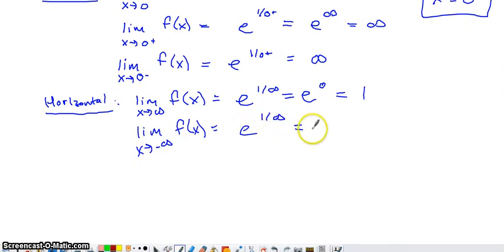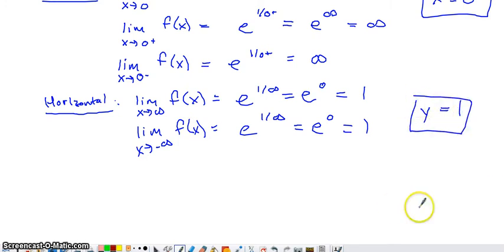1 over positive infinity, like we said a minute ago, is going to get closer and closer to 0 as the denominator grows and grows. e to the 0 is 1. We have a horizontal asymptote on this graph at y equals 1.